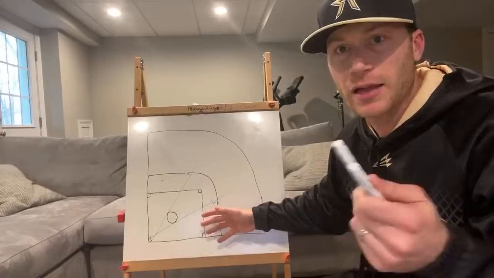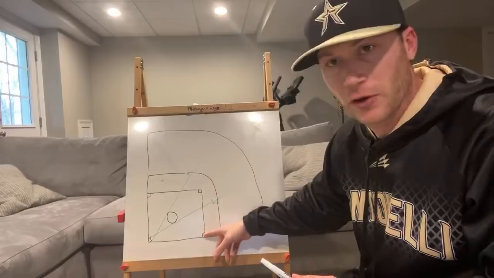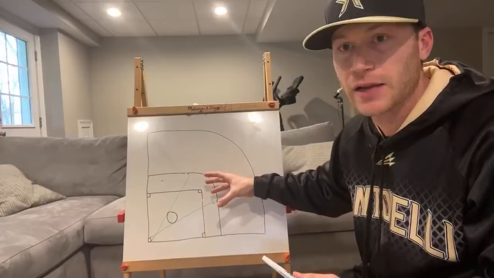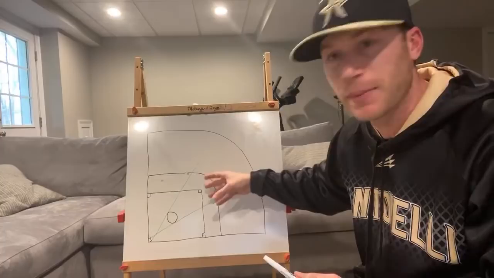In any situation where we've got a guy on first, we've got less than 2 outs, we have to get a double play, you have to give up something to get that double play. What are you going to give up? You're going to give up a little bit of range. So you're going to move in and over a little bit because I have to be able to get to the bag on a double play.